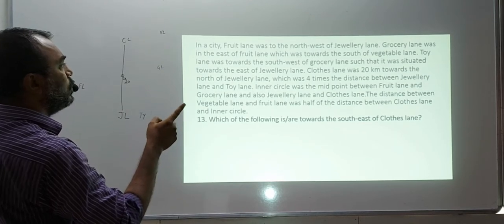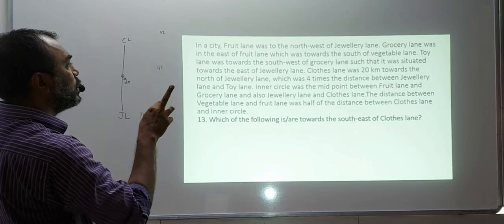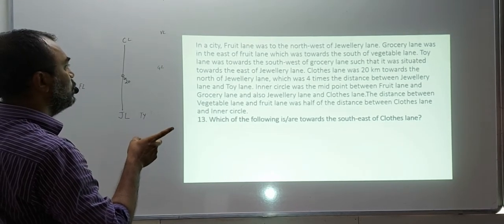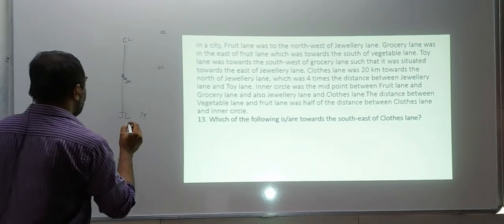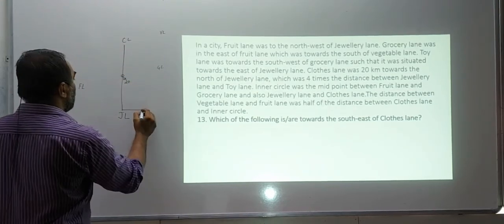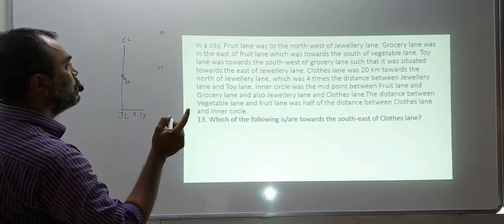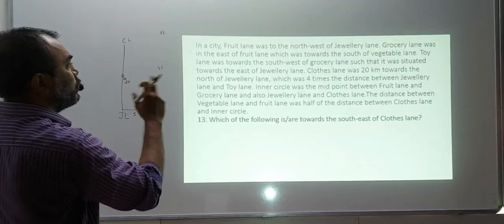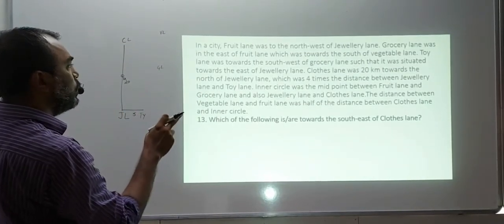Now the distance. Clothes Lane was 20 km towards the north of Jewelry Lane, which was 4 times the distance between Jewelry Lane and Toy Lane. Means 20 is 4 times the distance. So this distance has to be 5, because 4 times 5 is 20. Yes, Clothes Lane was 20 km towards the north of Jewelry Lane, which was 4 times the distance between Jewelry Lane and Toy Lane. Inner circle was the midpoint.